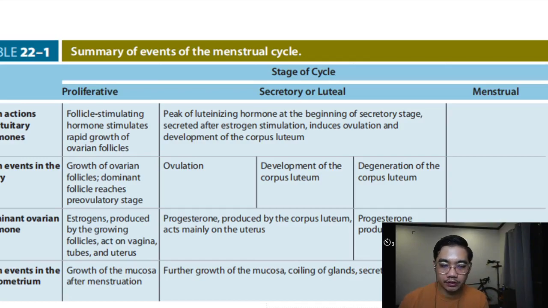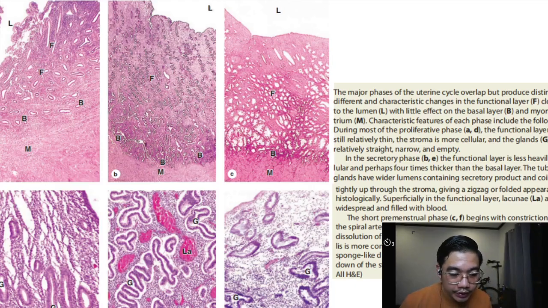So, please read this, no? It's what I said earlier. These are your endometrial glands, no? Lined by columnar, simple columnar cells, no? These are your glands.